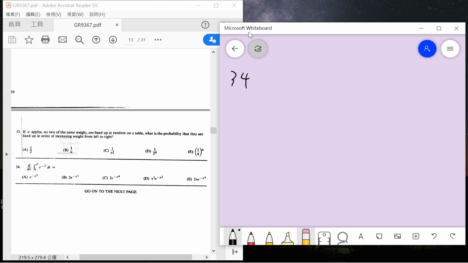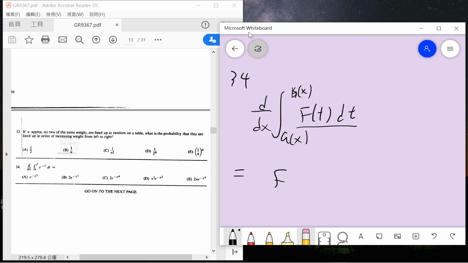So 34, use the standard Leibniz rule. So basically, all you need to remember is this formula. Suppose you have function f of t, and you integrate, the lower limit is a of x, the upper is b of x, and this is basically f of b of x times b prime of x minus f of a of x times a prime of x.